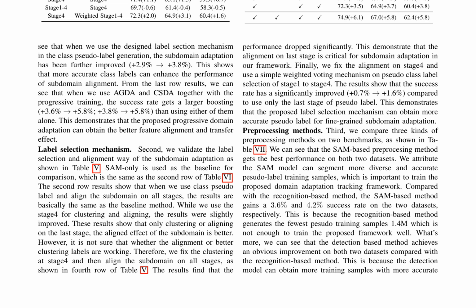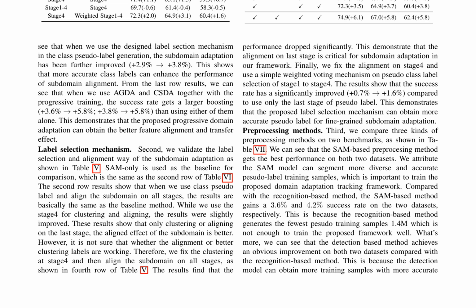A comparison of 3 preprocessing methods on 2 benchmarks, shown in Table 7, reveals that the SAM-based preprocessing method achieves the best performance on both datasets. The authors attribute this to the SAM model's ability to segment more diverse and accurate pseudolabel training samples, which is crucial for training the proposed domain adaptation tracking framework. Compared to the recognition-based method, the SAM-based method gains a 3.6% and 4.2% success rate on the 2 datasets, respectively. This is due to the recognition-based method generating the fewest pseudo-training samples, which is insufficient for training the proposed framework.